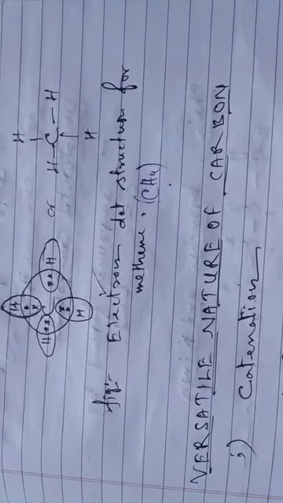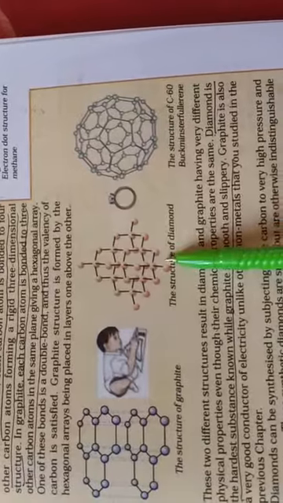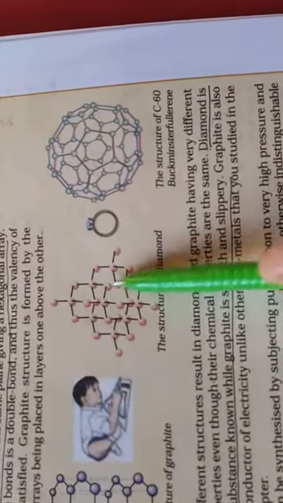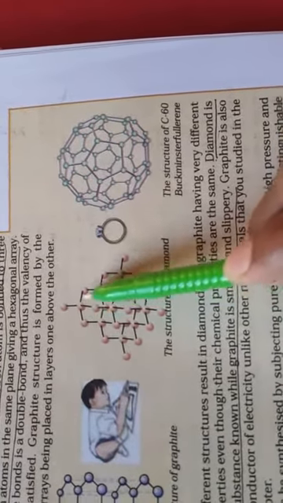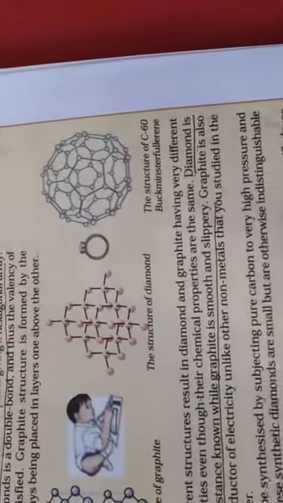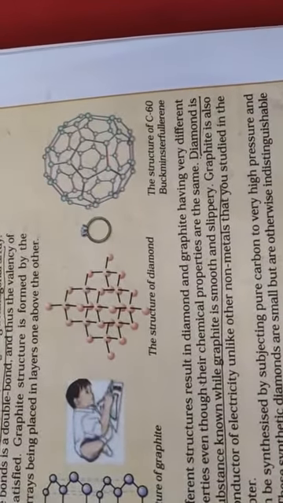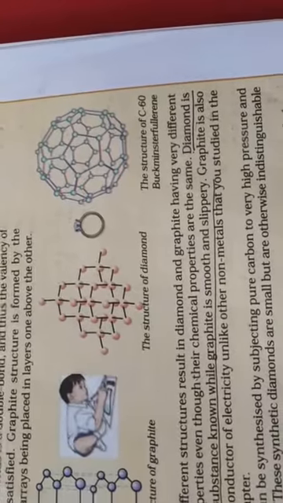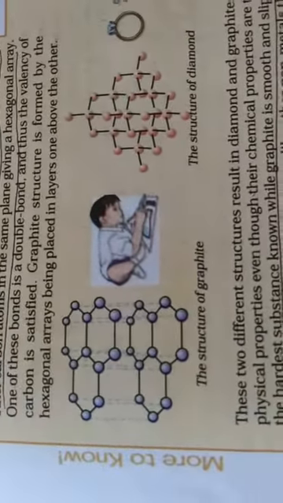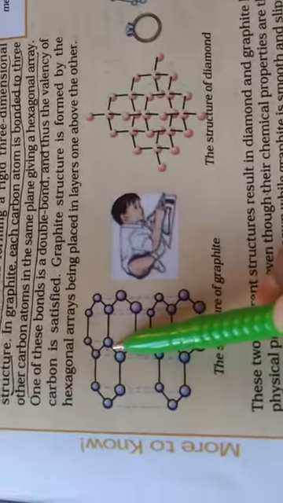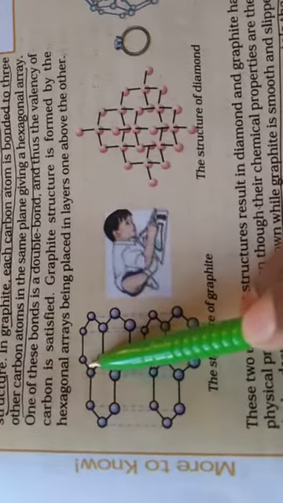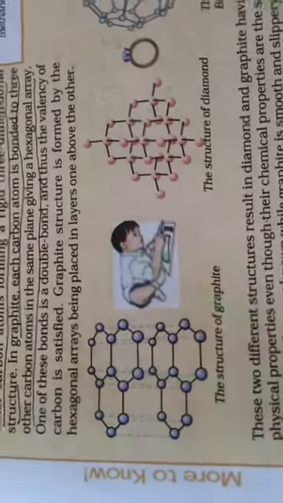Now in the case of diamond, if you look at the structure of diamond, it is a rigid 3-dimensional structure, where 1 carbon atom is bonded with 4 others. You see, suppose I have considered this carbon, 1, 2, 3, 4. So the structure of diamond is a rigid 3D structure. In the structure of graphite, you see here it is a hexagonal arrangement, where 1 carbon atom is bonded with 3 other carbon atoms. You see, 1, 2, 3.